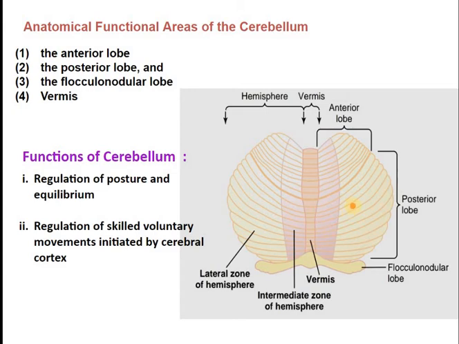So what are the functions of the cerebellum? The cerebellum is responsible for controlling two major important functions. Number one is regulation of the posture and equilibrium. What do you mean by regulation of the posture? Posture means the present situation of your body. If you are sitting, then it is called sitting posture. If you are standing, then it is known as standing posture. If you are lying down or bending, that is known as bending posture.